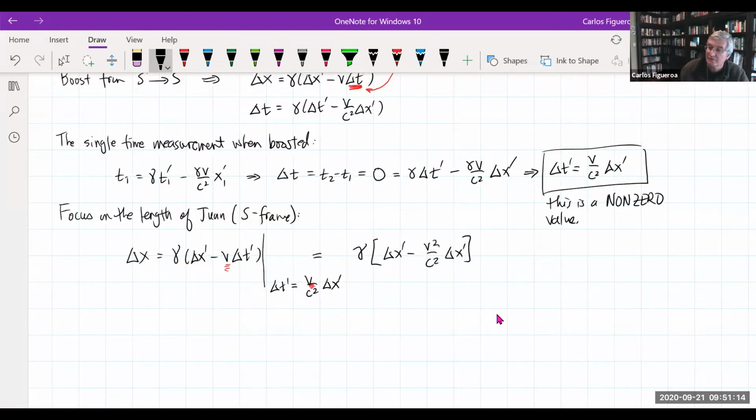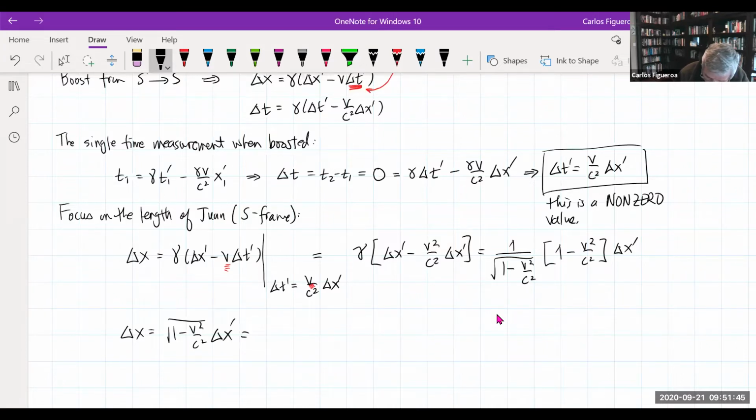So now I start factoring things out. Now I'm going to write out gamma. Gamma is what? Square root of 1 minus V squared over C squared. And then in this term here, I get 1 minus V squared over C squared. And then I pull out the delta X prime. And if you look at that, one of these cancels. So then I get that delta X is going to be what? Square root of 1 minus V squared over C squared times delta X prime, or delta X prime over gamma, which is delta X.